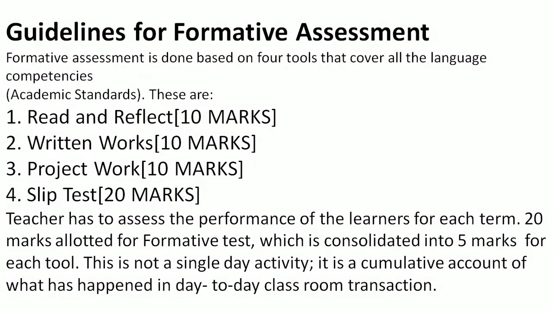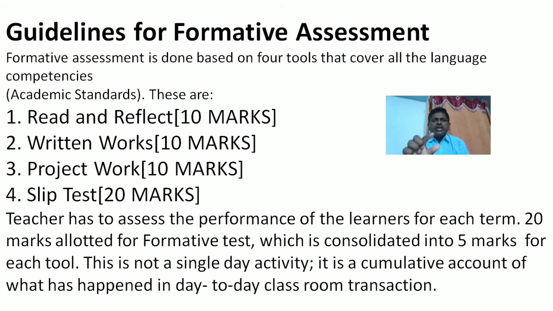The teacher has to assess the performance of the learners for each term. In each of read and reflect, written work, project work and slip test, the student has to be assessed and tested. 20 marks are allotted for the total formative test. Look at this: 10, 10, 10, 20, totally 50 marks. But each one has to be consolidated to 5 marks. I will explain clearly. The formative test is consolidated into 5 marks for each tool. Every tool is only for 5 marks, but the exam should be conducted for 10 marks.